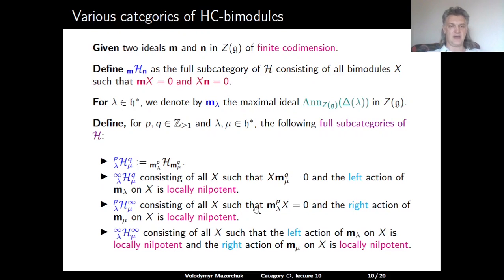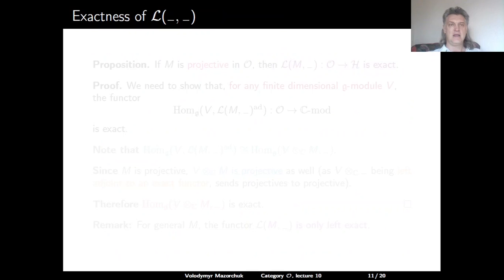Finally, we define H left lower lambda upper infinity and right lower mu upper infinity as the full subcategory of H consisting of all bimodules on which the left action of m lambda is locally nilpotent and the right action of m mu is locally nilpotent. Let us now discuss exactness of the bifunctor L.